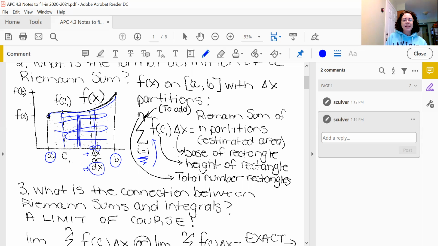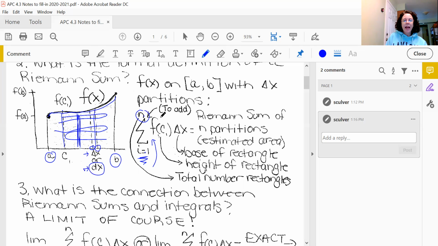And as I add more and more rectangles, using summation notation, let's say I go from i of 1 to n. So these would be the number of partitions, maybe 2, then 4, then 100, then 1,000. So if I sum up the number of partitions of f of c sub i times delta x.